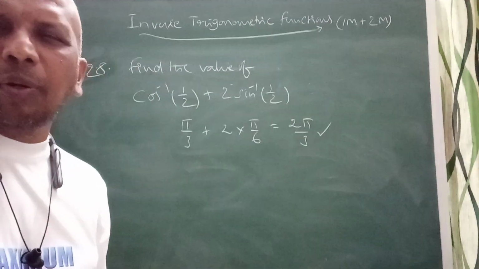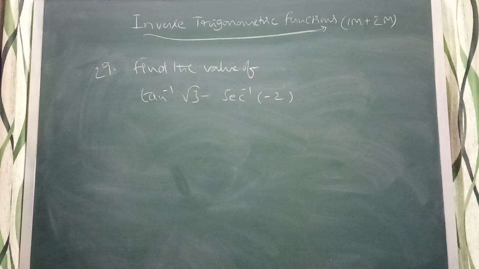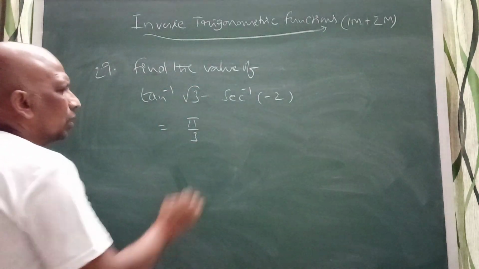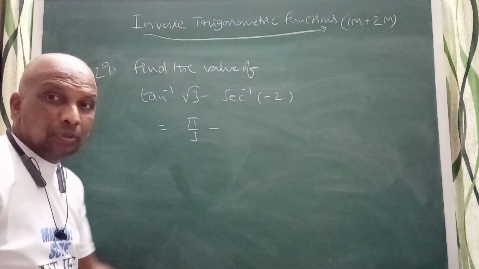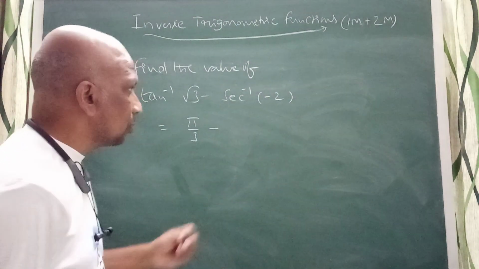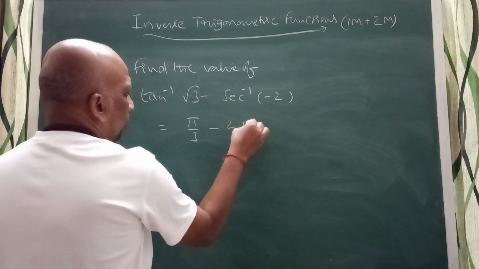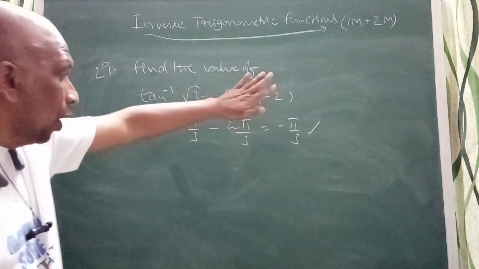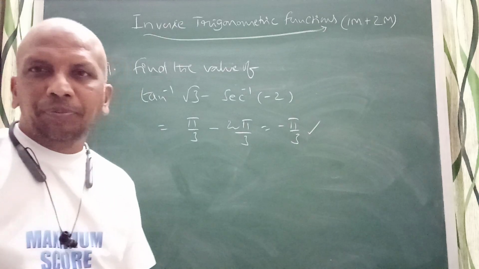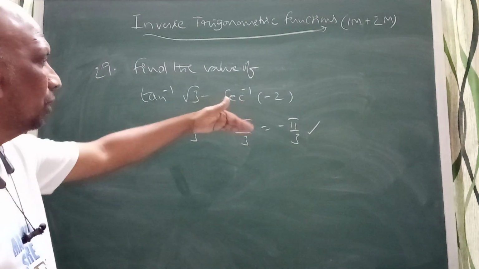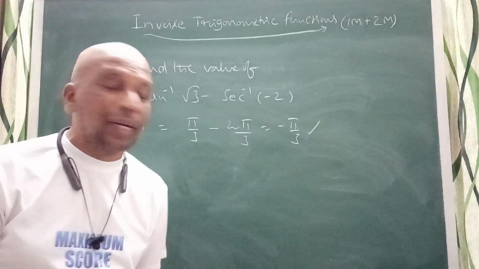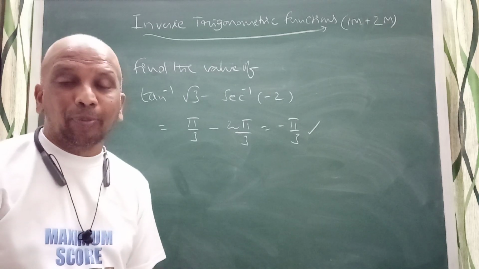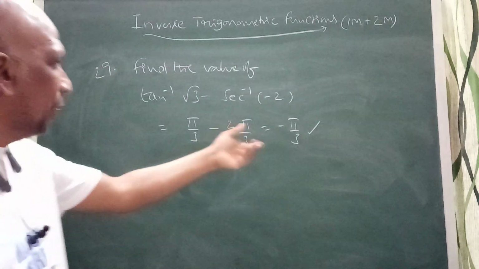Next, I will do the next problem now. This one is also a very simple problem. Root 3 is positive, so you get pi by 3. This one is minus, so we know the secant inverse of minus 2 is 2 pi by 3. I explained this just 5 minutes before. The answer is minus pi by 3. If you have any doubt about this, refer to the previous problem in the same video, which I explained about 10 minutes before, and you will get an idea about this. Secant inverse of minus x is pi minus secant inverse 2, which is pi minus pi by 3, 2 pi by 3. The result will be minus pi by 3.